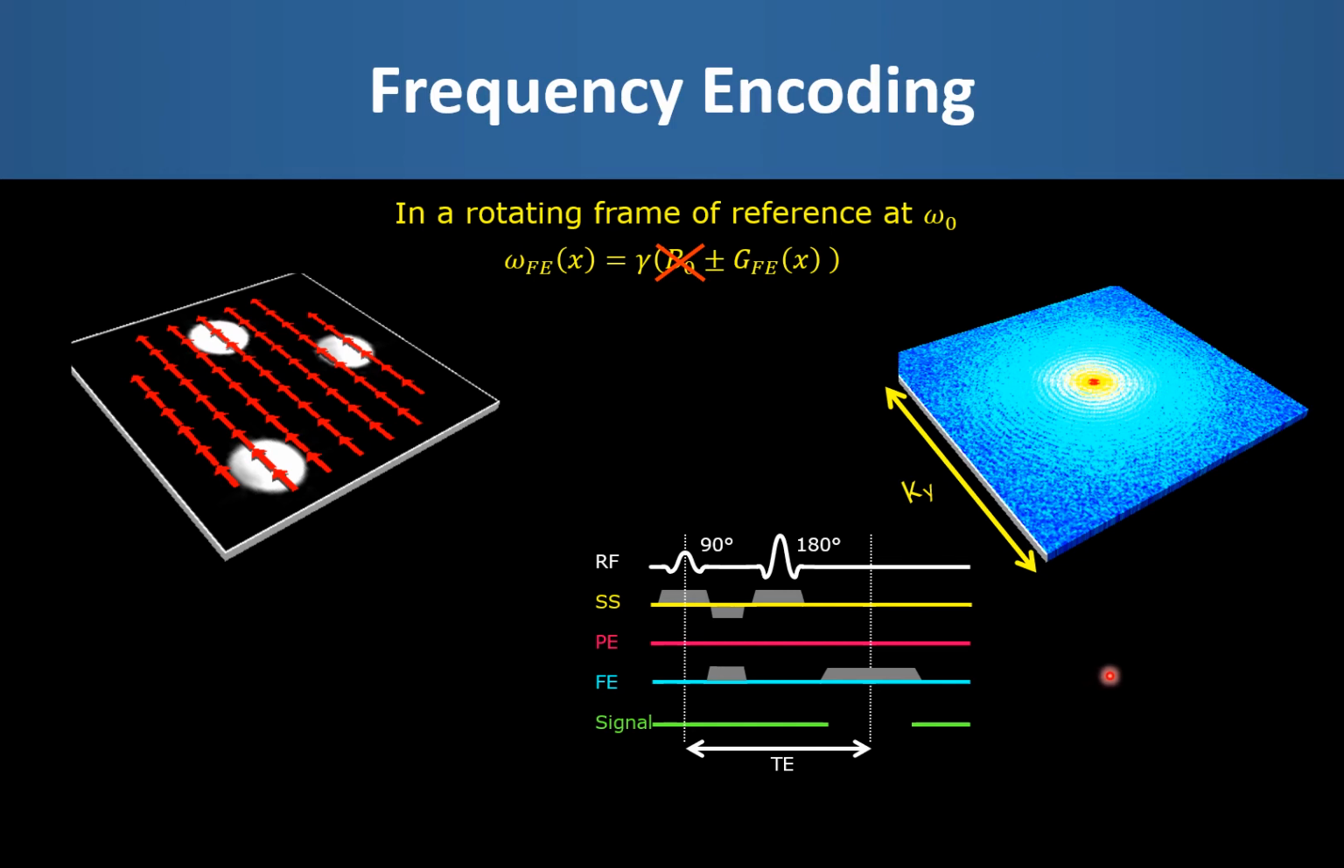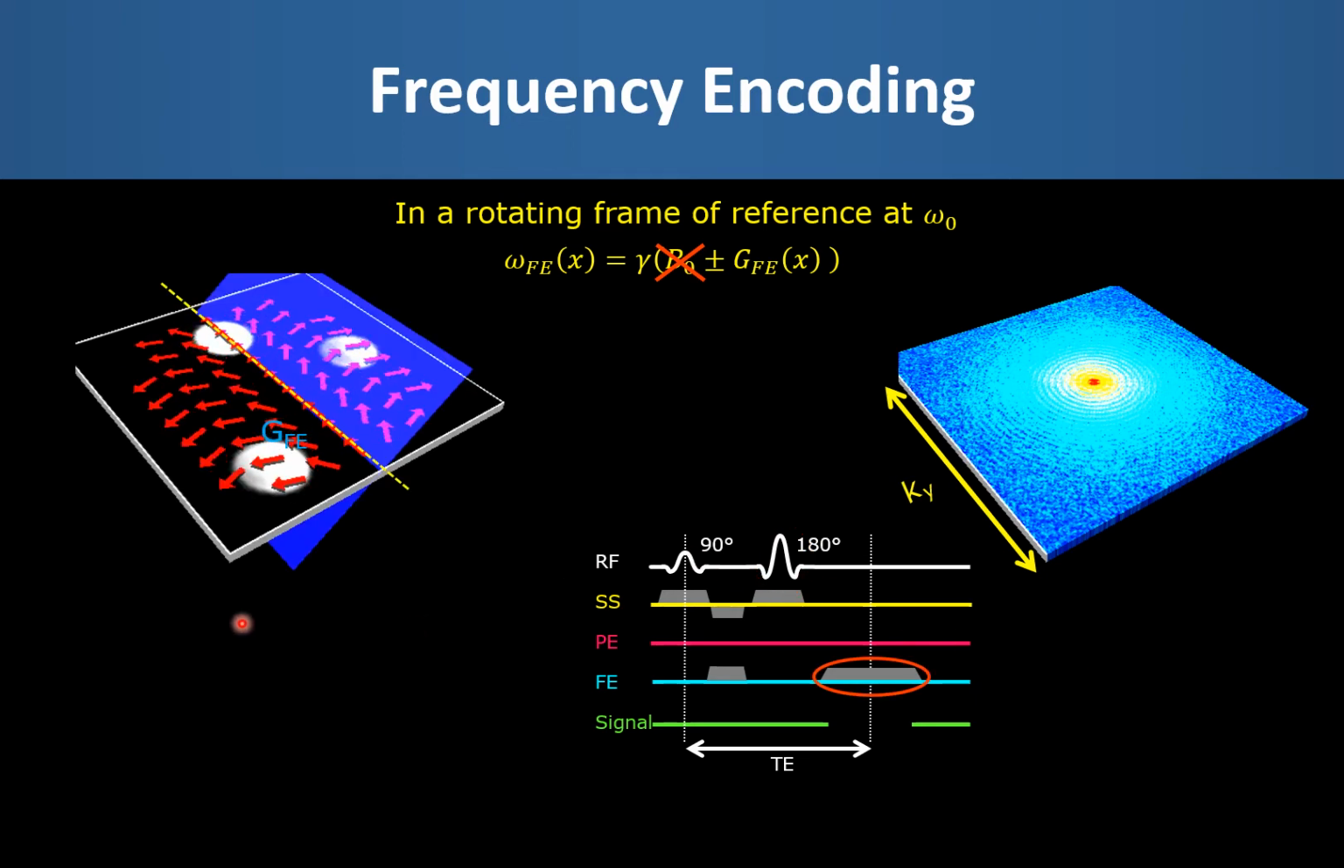If we first apply the positive polarity pre-phasing gradient, circled here, the phase of the spins will move to the far right-hand side edge of K-space. The 180-degree pulse will then flip the phases, so the spins are now positioned at the far left-hand side. We will now turn on the frequency encoding gradient, represented by the blue plane.